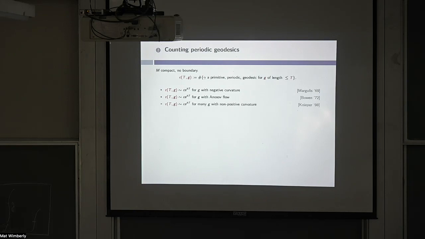And slightly more general, there is a result by Knieper, 1998, where it was also proved that the growth is exponential. I wrote here for metrics g with non-positive curvature. Really the result is for rank 1 metrics. So rank 1 metrics are metrics that have non-positive curvature and are rank 1 geodesic flows.